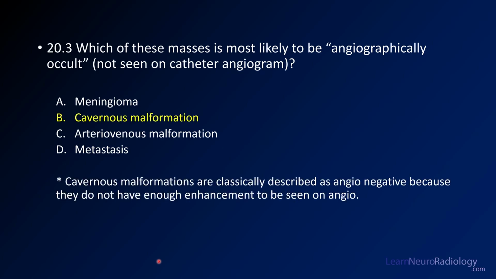So your answer to this one is a cavernous malformation, and these are the classically described angionegative masses or angionegative vascular malformations. They're abnormal capillaries, and they really don't have enough enhancement to be seen on angiography. So most of the time you don't see them on angio. You don't really see a whole lot on post-contrast MR or post-contrast CT. So these are the angiographically occult vascular malformations or cavernomas.